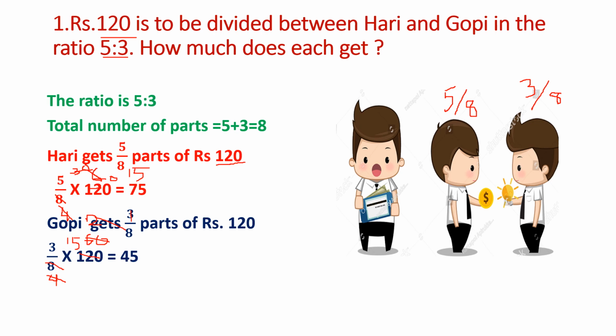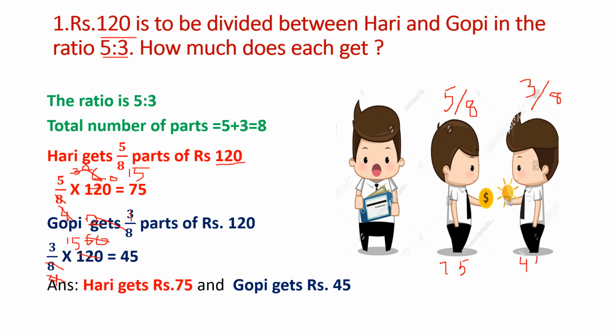So that means Hari gets rupees 75 and Gopi gets rupees 45. So this is our answer. And when you want to check it, just see 75 plus 45 is how much? It is 120. So our answer is correct. One person is getting 75 and the other person gets 45 rupees. And 75 plus 45 was 120.